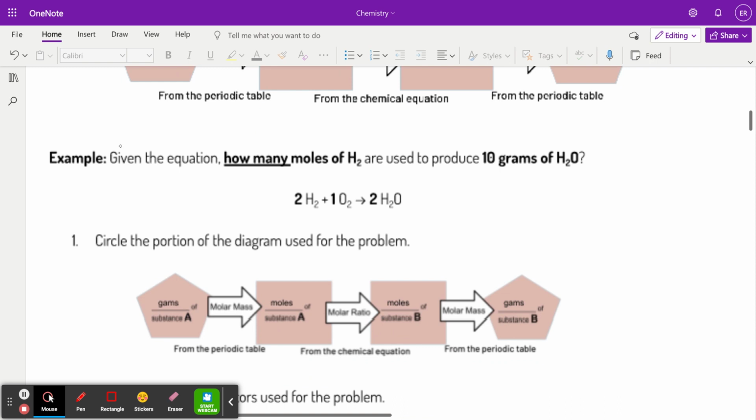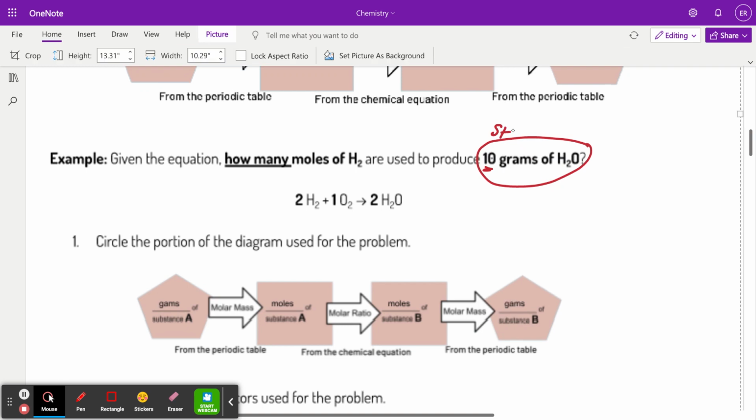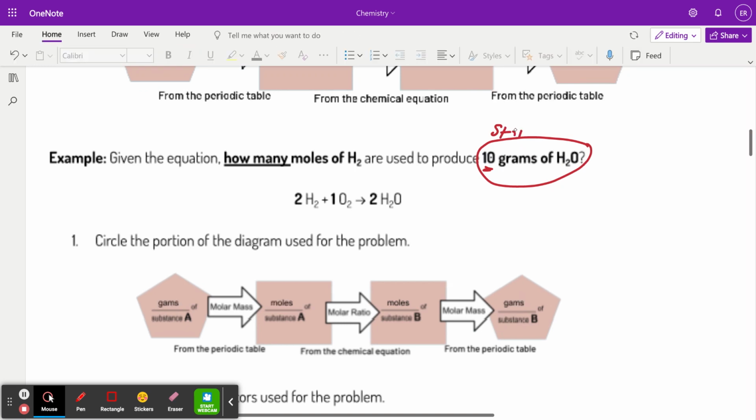Okay, so like everything, I tell you all to find your number, right? So in this question, in the example, given the equation, how many moles of H2 are used to produce 10 grams of H2O, we are going to circle the number. The number here is 10. So we're going to circle it. And this is our start.